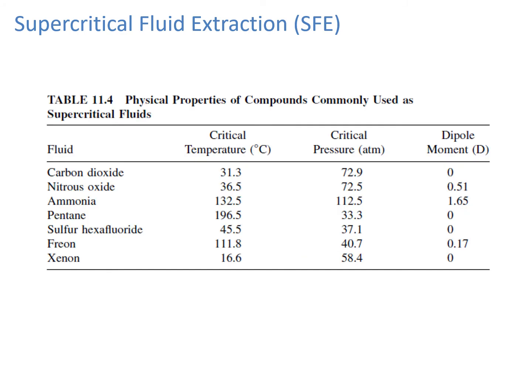So class, the given table shows the physical properties of compounds commonly used as supercritical fluids. For example, the fluids commonly used are carbon dioxide, nitrous oxide, ammonia and so on. The critical temperature, critical pressure and the dipole moments are given here. So these are the common fluids used in supercritical fluid extraction.